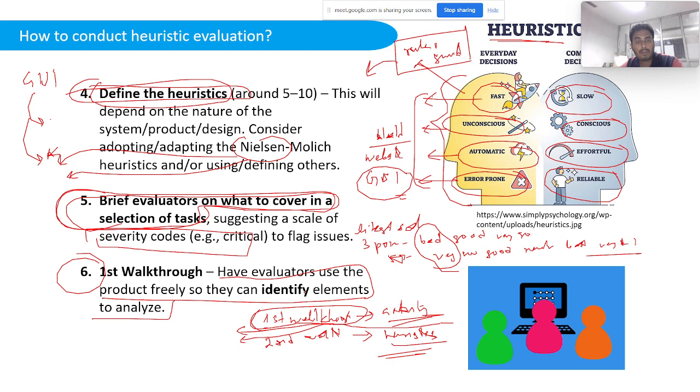So that's the reason why in the first go, in the first walkthrough, you allow the experts to conduct that particular activity without thinking about heuristics. You just ask him to achieve that particular goal, identify various elements and features within that activity, and then later you ask him to carry out heuristic evaluations. So this is the first walkthrough.